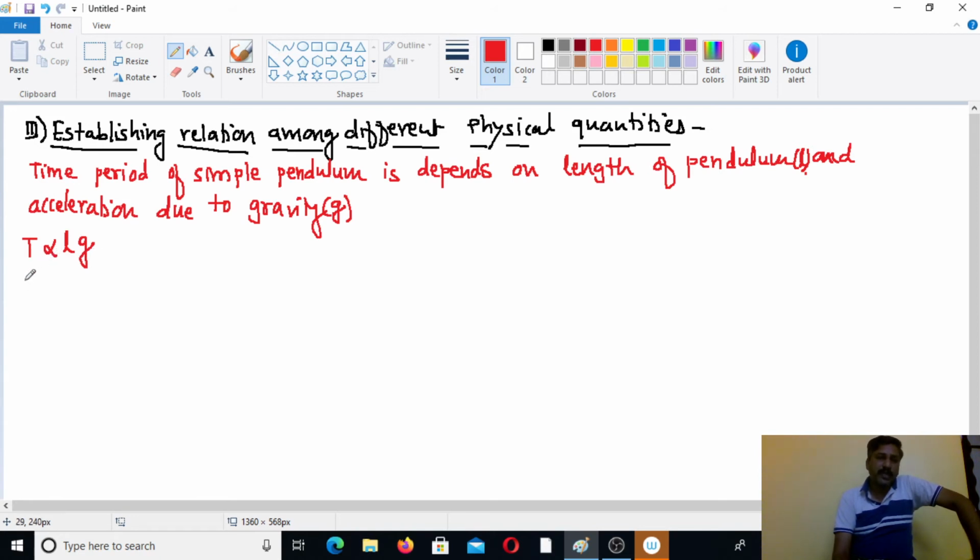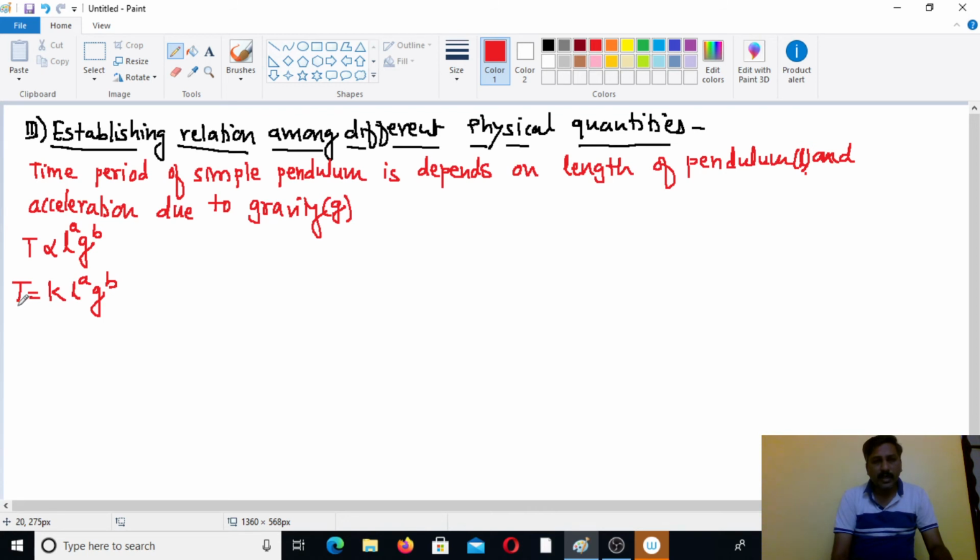Now if you want to remove the proportionality sign, we write L raised to a and g raised to b. We have to find out the powers of L and g, then we can easily relate this. So we add one constant, a dimensionless constant, k into L raised to a and g raised to b. Now you find out the powers of L and g. How do you find them? K is a dimensionless constant, therefore it has no dimensions.